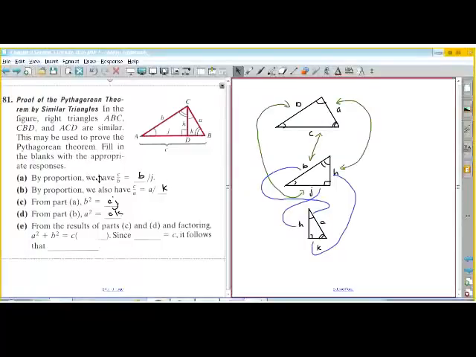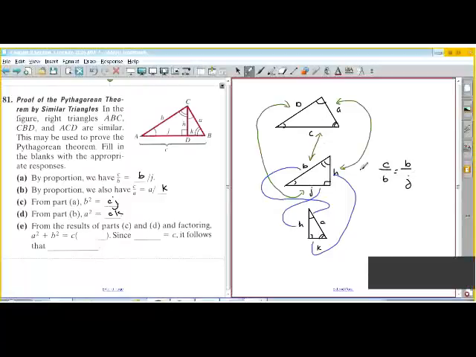So what they were asking was, by proportion, they have this ratio. The proportion is that C over B is equal to B over J. We're going to use the left-hand side to be the large triangle, so we see that side C is the hypotenuse, side B is the longer side. If I compare these two, the hypotenuse is B and the longer side is J. So I get C over B is equal to B over J. That's where that comes from.